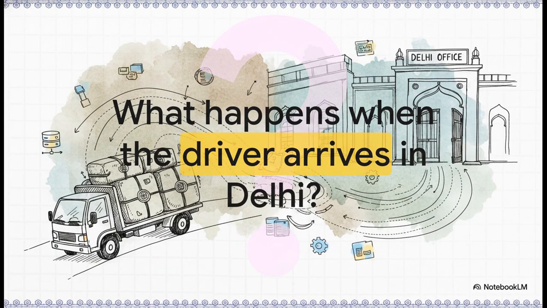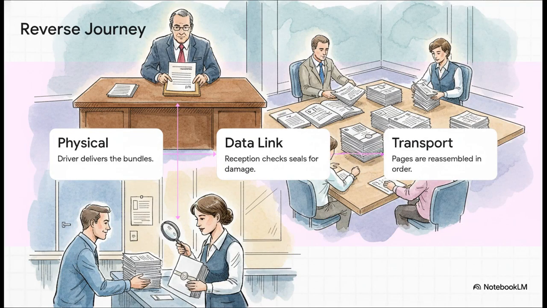But let's take a second here. What exactly happens when that driver finally walks into the Delhi office holding those 4 sealed bundles? Well, the whole process just happens in reverse. The receiving office goes bottom to top.